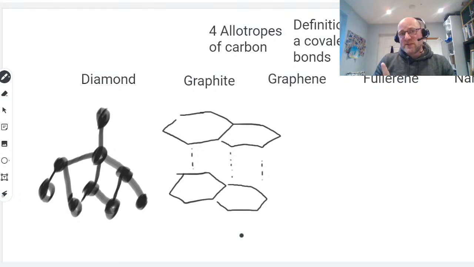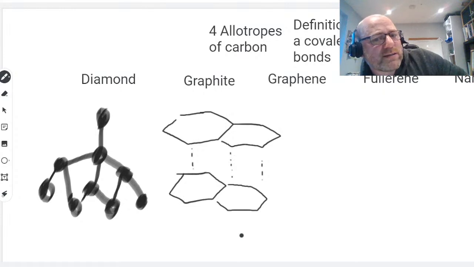If you're studying IGCSE, they're really tight and they don't give you a mark for "carry charge through the structure." So you say it has delocalized electrons that are free to move and conduct electricity. So it's a slightly different answer depending on what exam board you're doing. For both of them, you need to point out that it has delocalized electrons.